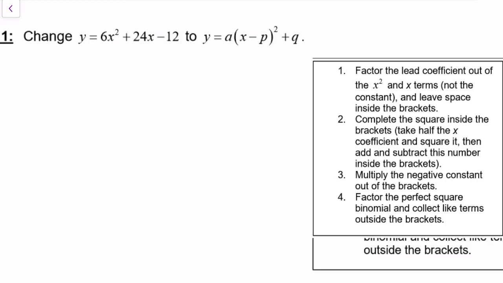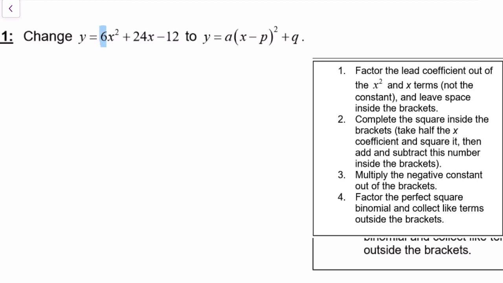All right, to change y equals 6x squared plus 24x minus 12, which is called general form, to standard form, which is y equals a(x minus p) squared plus q, we're going to do the process called completing the square, and it's basically just a 4-step process. So first step is no matter what, you always factor the leading coefficient, which in this case is 6, out of the first two terms.